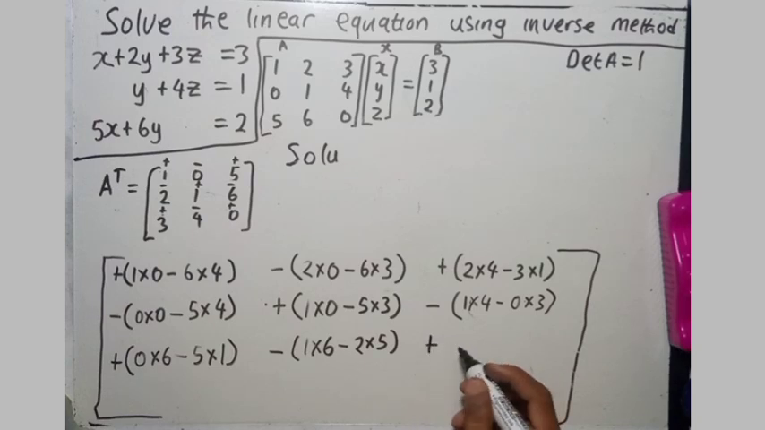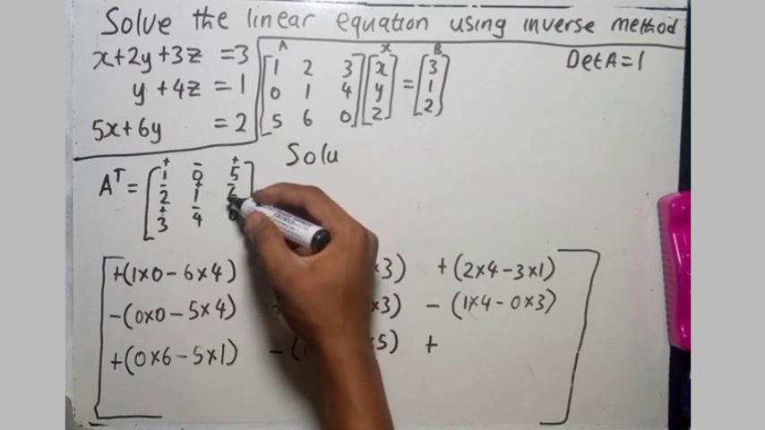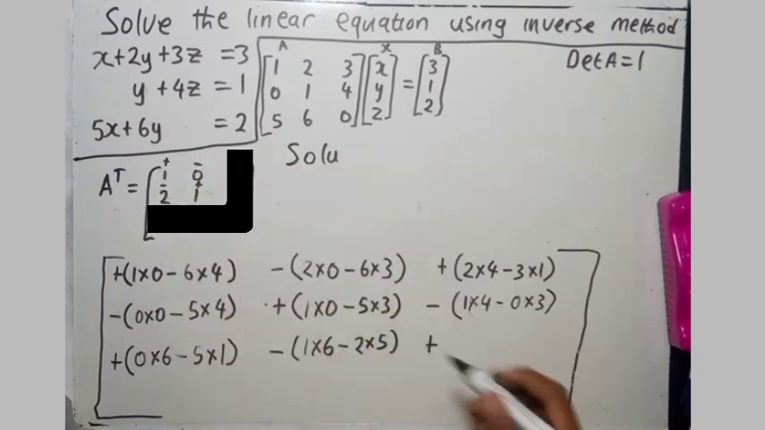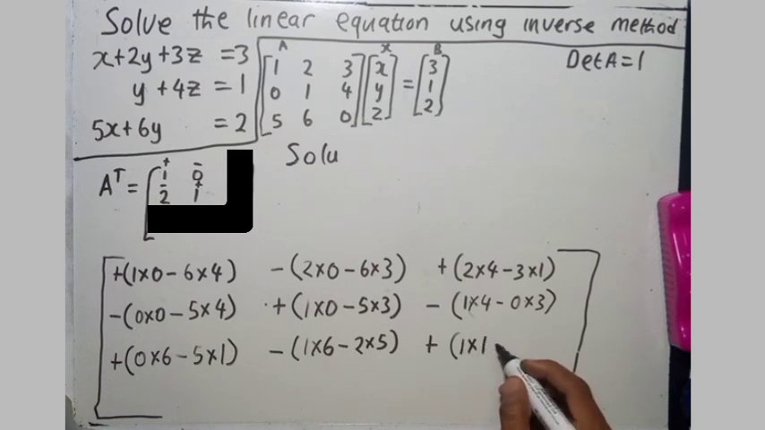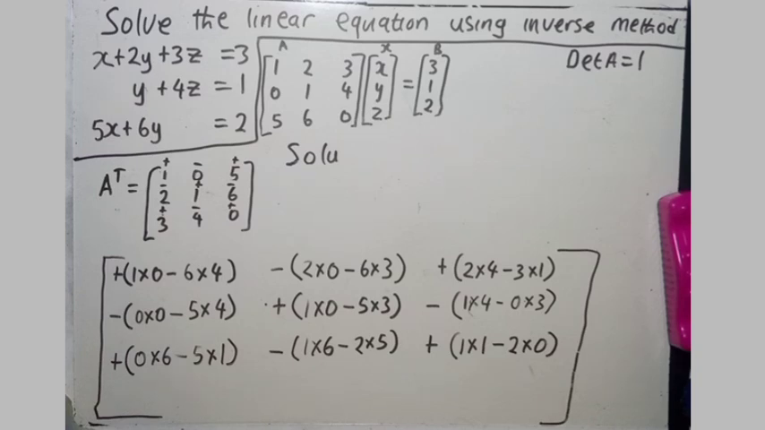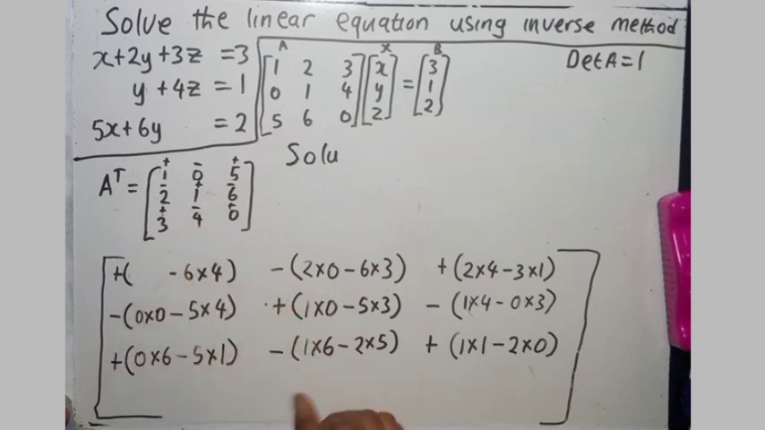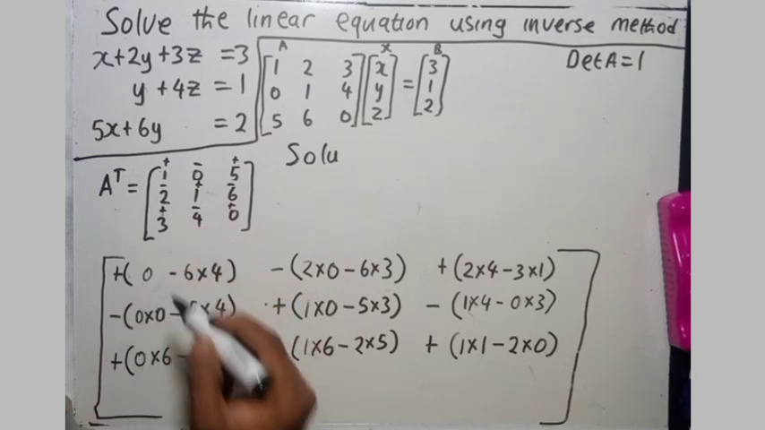Then plus, for this one, in this row and this column, we have 1, 0, 2, 1. So our determinant is 1 times 1 minus 2 times 0, or 0 times 2, they're all the same thing. So we have gotten our matrix. Now we'll solve further. Now 1 times 0 is what? 0. So this is off. We have 0 here.